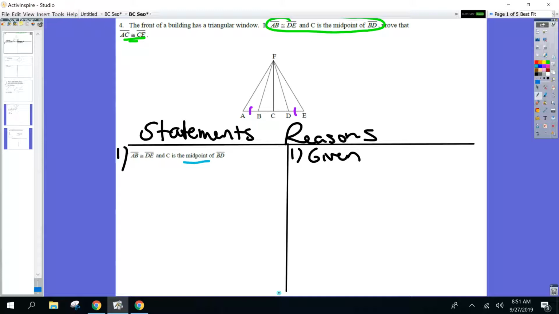How many segments am I taking half of here? Only 1. So it can't be halves of equal quantities if I'm only taking half of one of them. Everyone see that? But you're still going to use that.